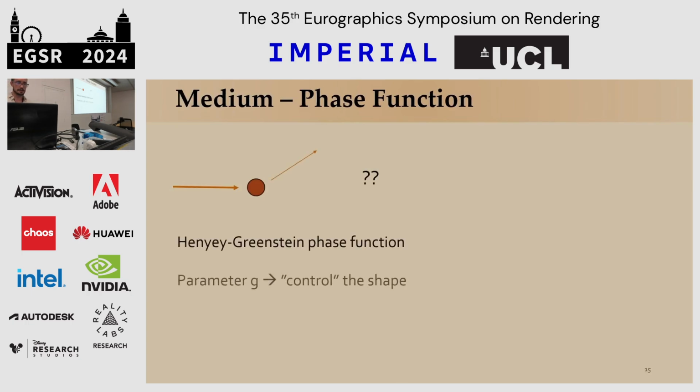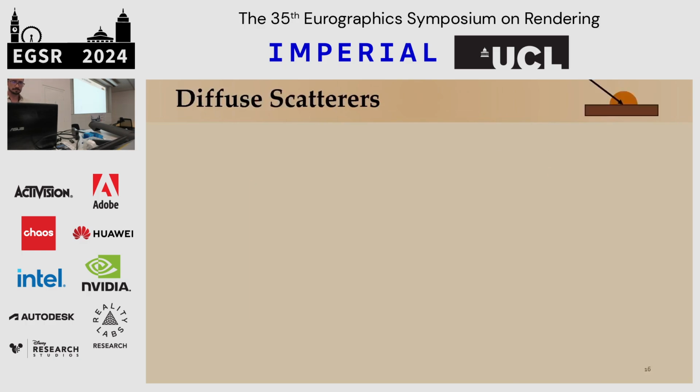A very common phase function is the Henyey-Greenstein phase function, which is widely used in computer graphics. This function is controlled by just one single parameter, the parameter g, which controls the shape. More formally, it controls the mean cosine of the outgoing direction. But what is interesting for us is that for positive g, we have forward scattering, for g equal to 0, an isotropic one, and for negative g, a backward scattering.